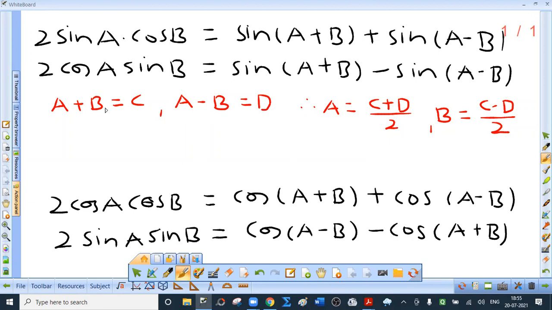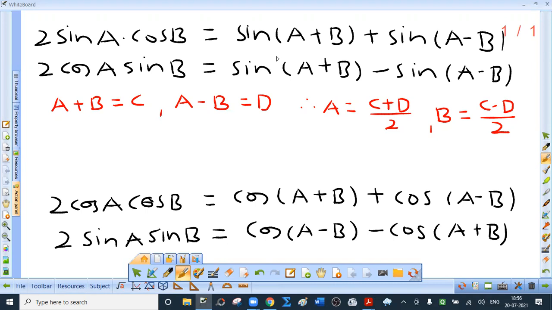Subtract second from first. You get twice B equal to C minus D. So what is B? C minus D by 2. I repeat. Subtract this from first one. So 2B is C minus D. So what is B? C minus D upon 2. So we get the first factorization formula, sin C plus sin D equal to 2 sin of C plus D upon 2 into cos of C minus D upon 2.